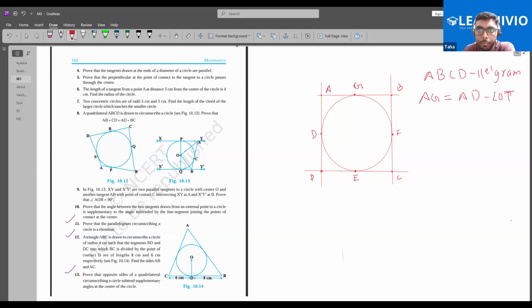Can we say that? Yeah. And then BG is equal to BF. This is length of tangent. And similarly, CF is equal to CE. It is length of tangent. Okay, length of tangent is equal, right?